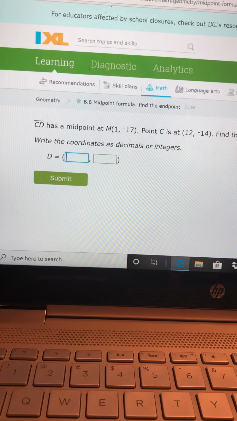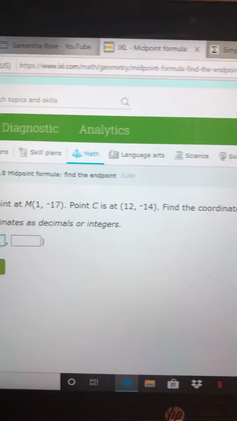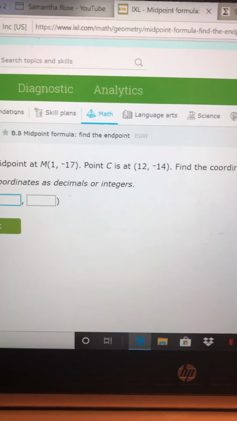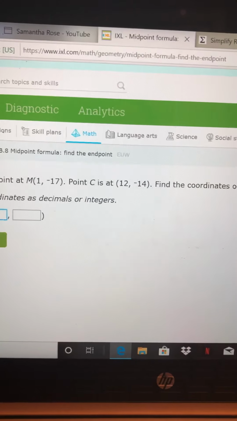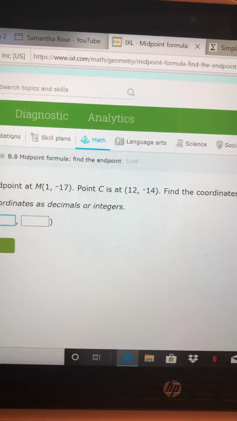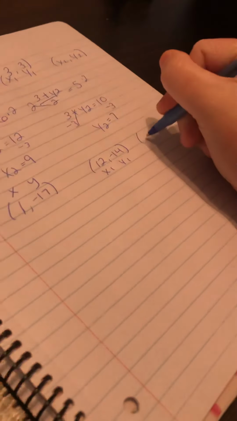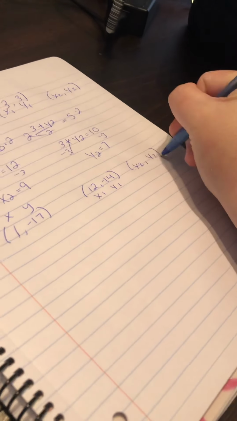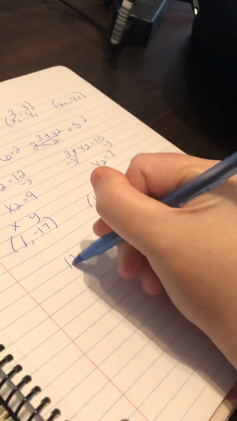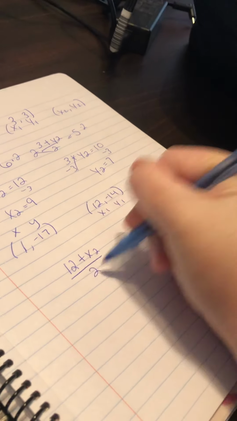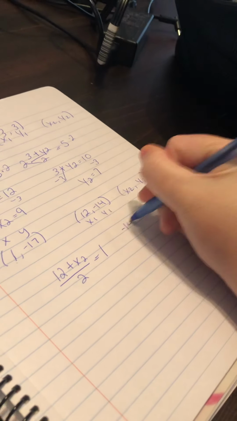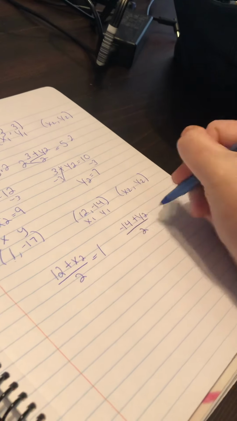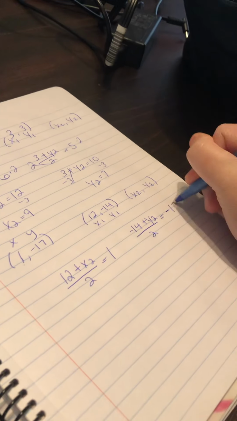Let's see. Well, this one just has negatives in it, but I'm going to do this one. All right, this one, the answer is 1, comma, negative 17. That's x and y. 12, negative 14 are x1, y1. And we need to know what is x2, y2. So 12 plus something divided by 2 has to equal 1. And negative 14 plus something divided by 2 has to equal negative 17.